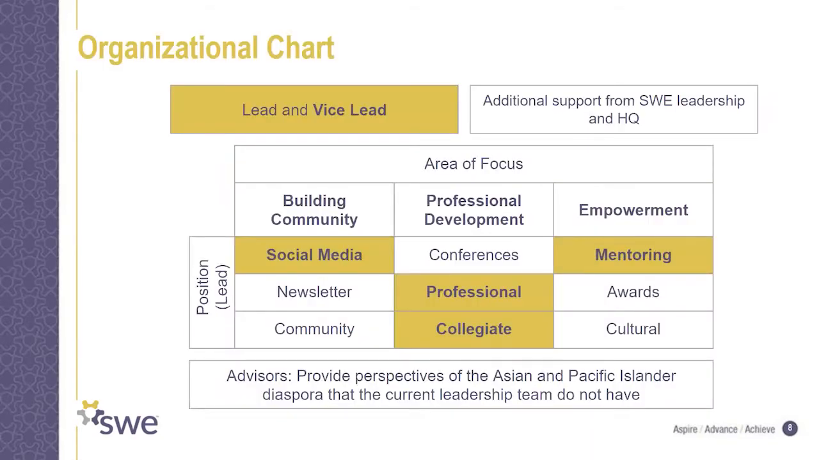Within the affinity group, this is the structure of the leadership team. There's a lead and vice lead. And within the AG itself, there are different areas of focus: building community, professional development, and empowerment. There are specific lead positions associated with those focus areas. And we're actually looking for more volunteers. We're looking for a vice lead, social media lead, professional lead, and collegiate engagement lead, as well as a mentoring lead. Our structure is actually really flat.